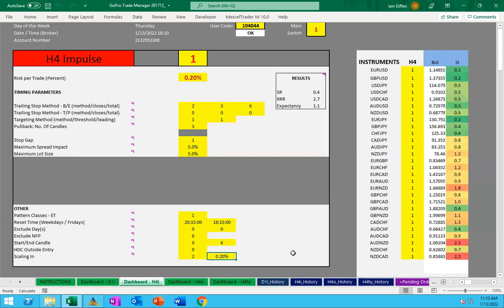Now, bear in mind, it will only go to triple that. So it'll only go from 0.2 to 0.6 in this particular instance. So if we were to change our risk percent per trade to 1%, then it would go up to 3, and we'd keep it at 3, and then it would bring it back down to 1 again as soon as you have a losing trade.